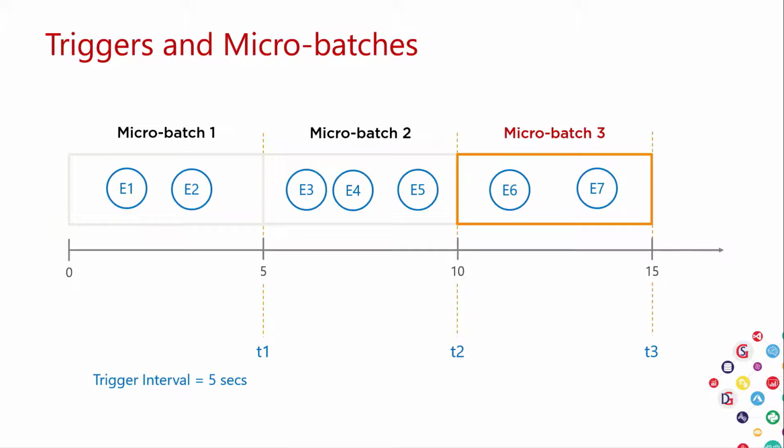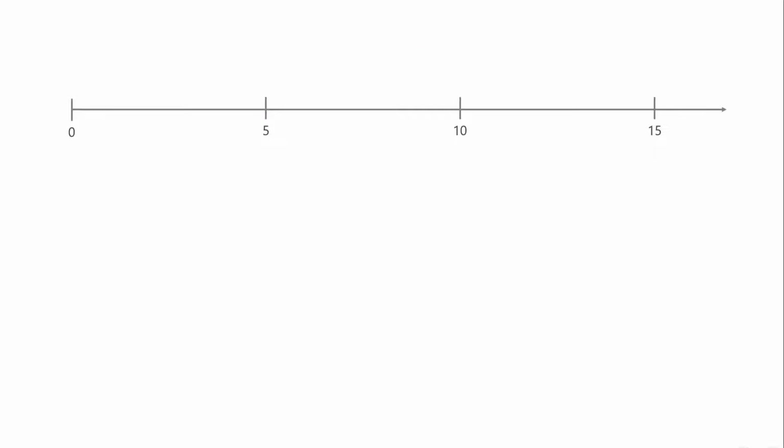So this is how the micro batch engine processes the data. You can see that at every trigger interval, whatever new records are available, it will just extract that data and then process it. And that is how it runs the streaming applications. All right. Now let's see how the end-to-end execution works.